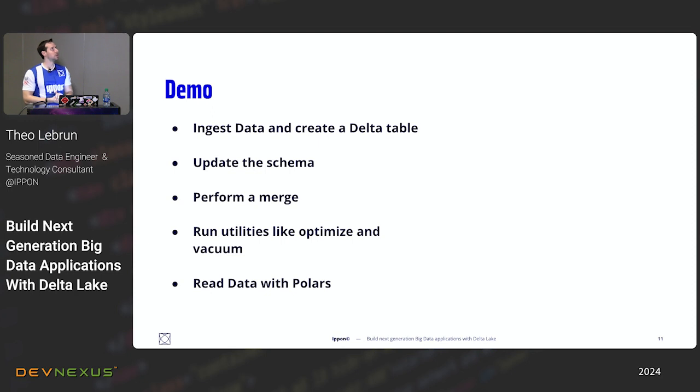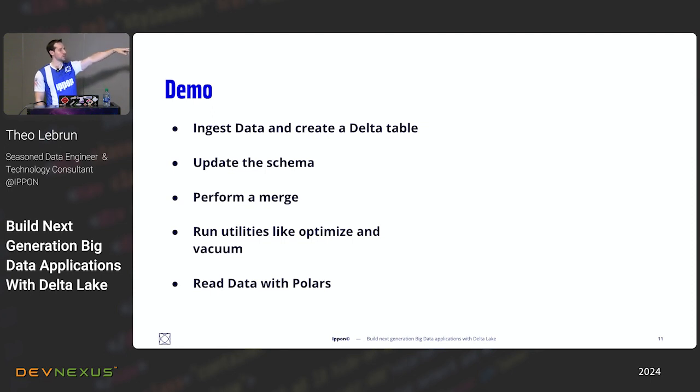So now let's do a quick demo, just to showcase all the features of Delta Lake. I'm going to do a couple of things in the demo. I'm going to show you how to ingest data and create a Delta table. Then we're going to update the schema and perform a merge. If you're not familiar with a merge, it's basically an upsert. So you're doing either an insert or an update, depending on a condition, like on your key. And then I'll run optimize and vacuum just to show you how it works.